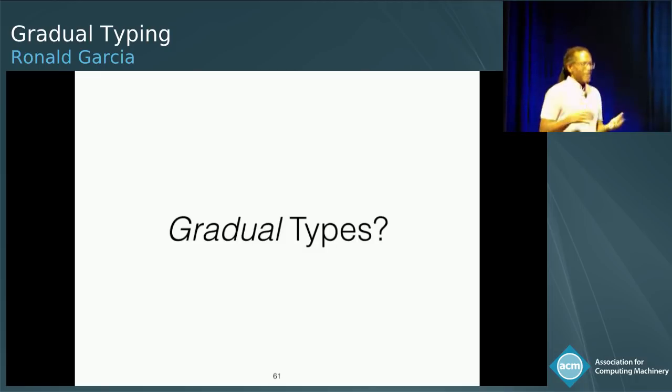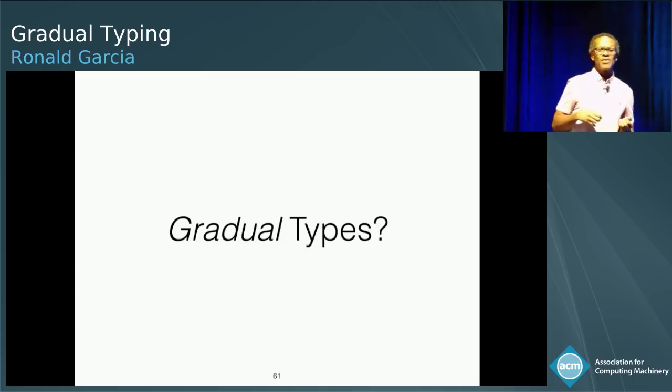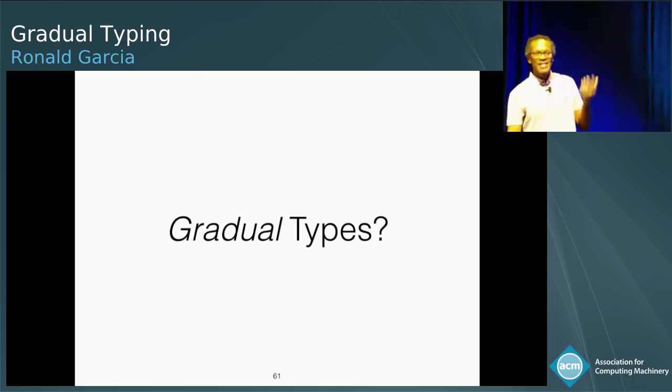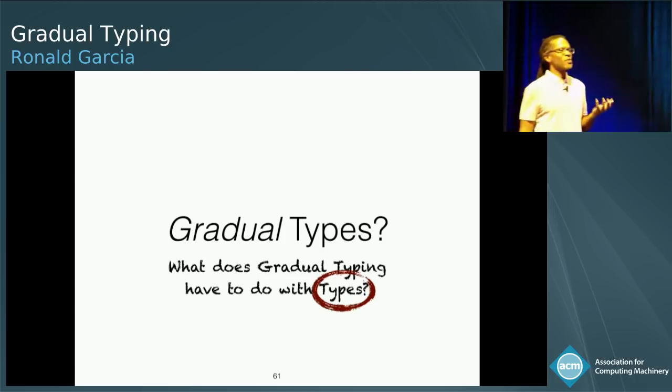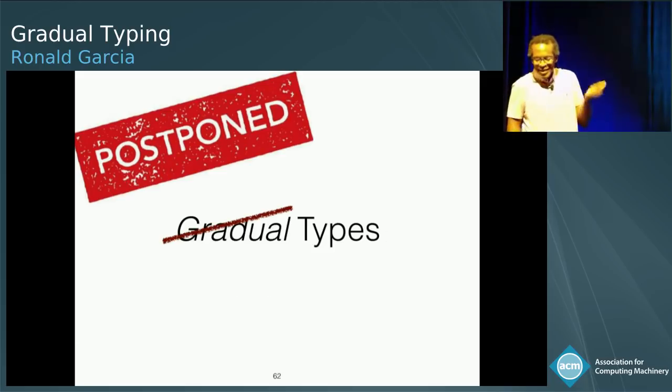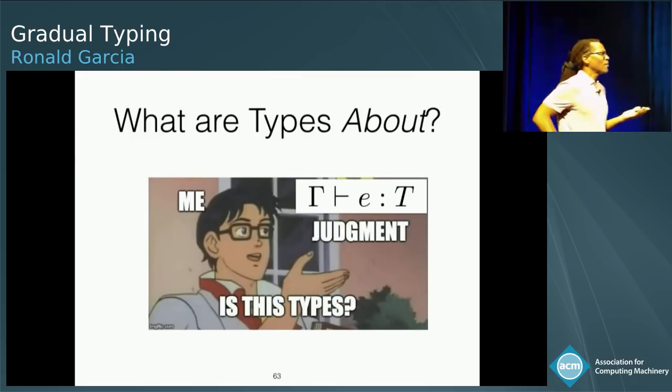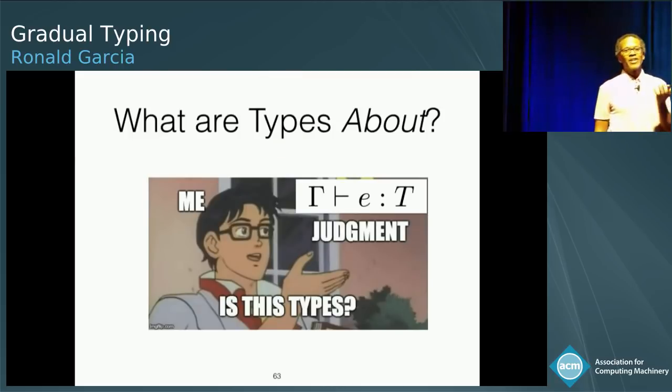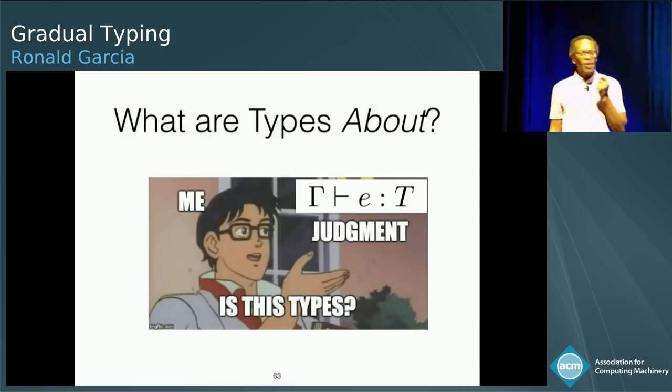So when I tell someone about gradual types, sometimes they're like, gradual types? What they're trying to say using inflection is, what does gradual typing have to do with types? So before I get into gradual typing, let's talk about types. So part of the issue with thinking about this is we really have to try and take seriously the idea, what are types about? What does it really mean?